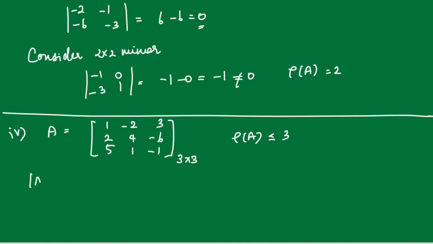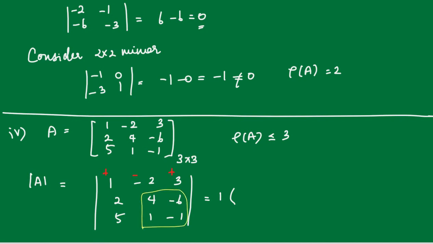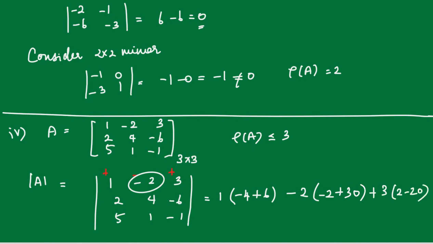We will find out what the rank is here. Taking the determinant of A, it is equal to the determinant of [[1, -2, 3], [2, 4, -6], [5, 1, -1]]. To expand the determinant, taking the plus minus plus signs, we expand along the first row. So we have 1 into the minor of 1, which is equal to minus 4 plus 6. Next element will be minus 2 into the minor, that is minus 2 into minus 2 plus 30, plus 3 into 2 minus 20.